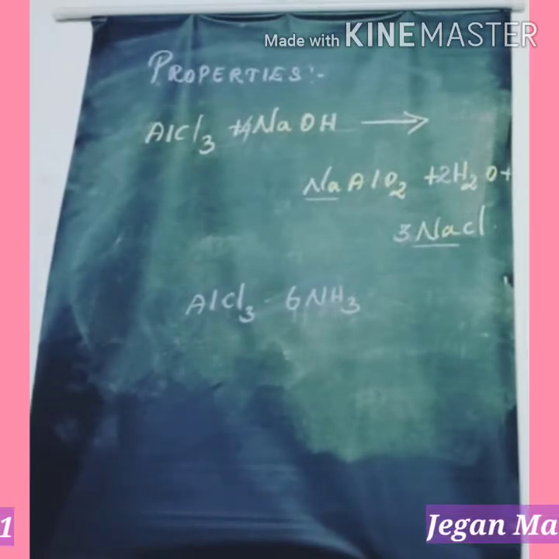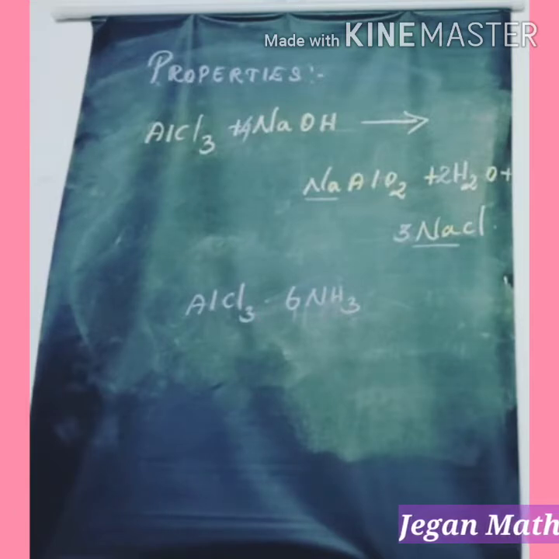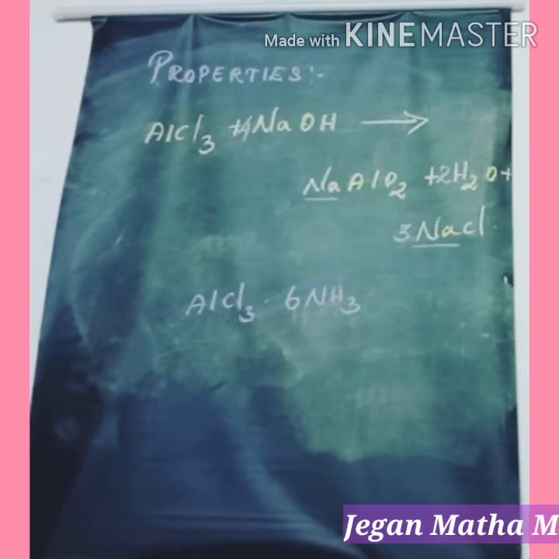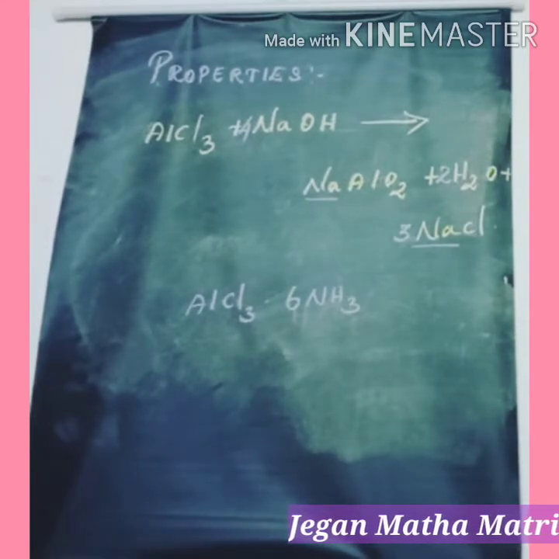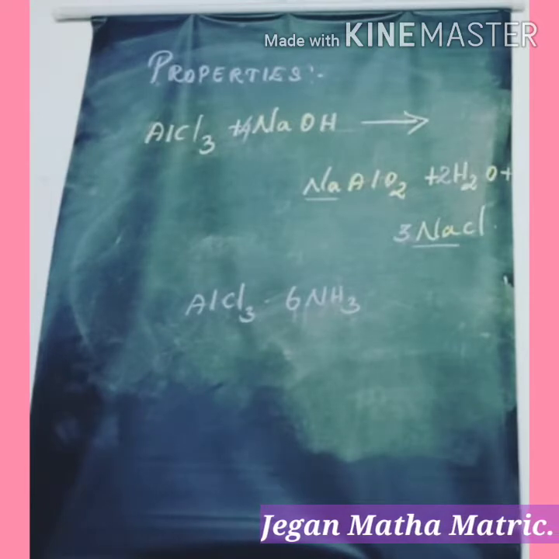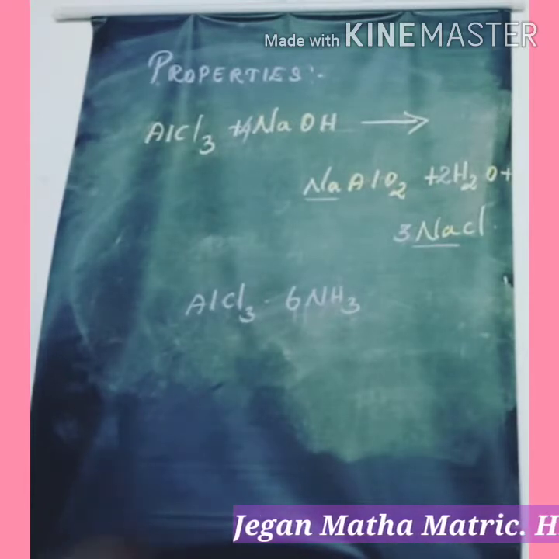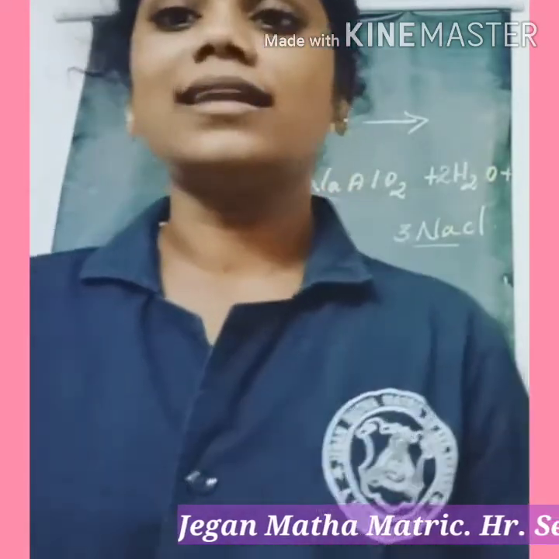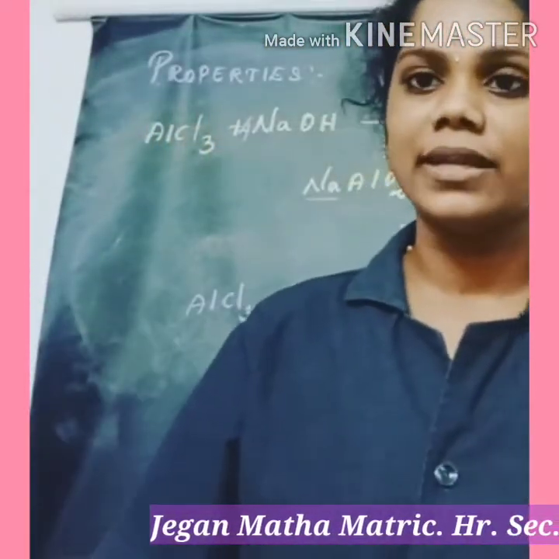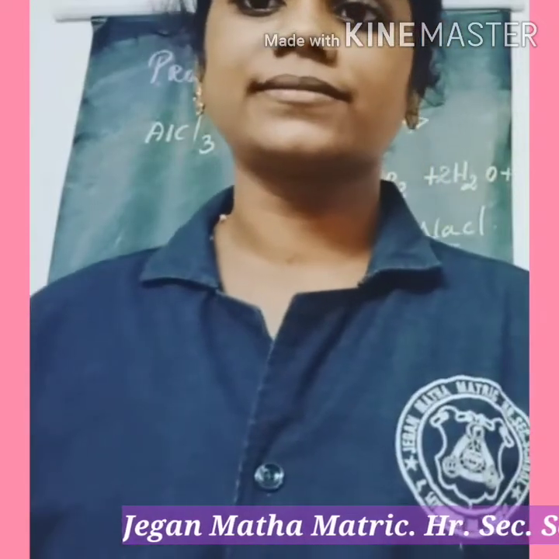What do you mean by Lewis acid? Acceptor of 1 electron pair. Here 1 addition compound is also formed. So addition compounds with ammonia, phosphine and carbonyl chloride etc. For example, AlCl3 dot 6 times NH3. And let us see the uses of aluminium trichloride.